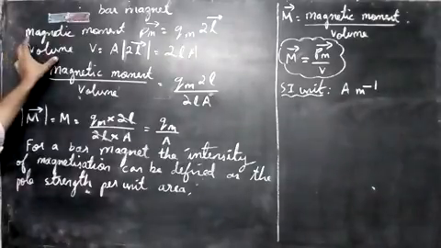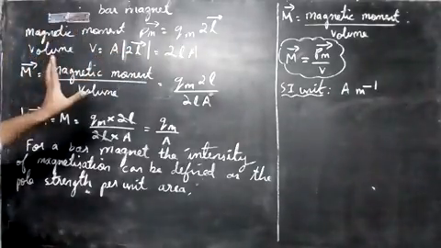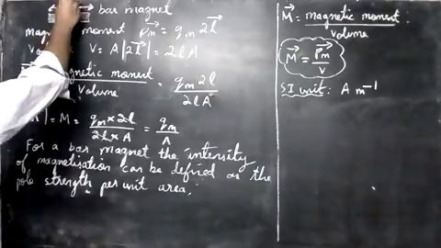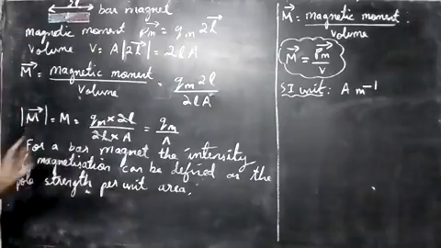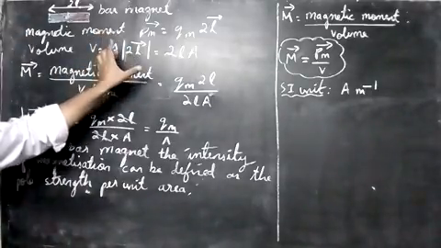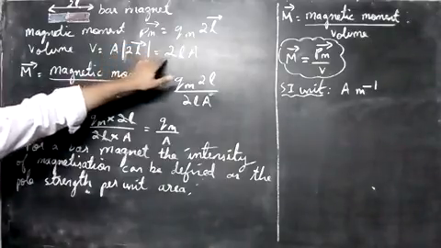Next we see the volume of the magnet will be area into length. You see this full length is 2L. Don't think I'm taking twice the length. This full length is 2L, the full length of the magnet. When we take the modulus of this to find the volume, the vector term goes away. So we get here 2LA.